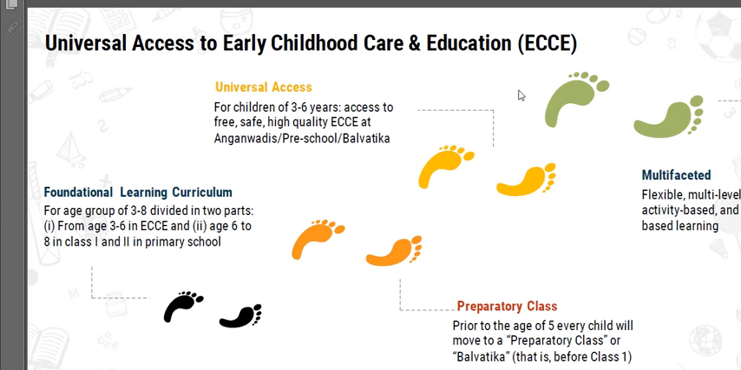Okay. The next point tells about universal access to early childhood care and education. Universal access: for children of 3 to 6 years, access to free, safe, high quality ECCE at Anganwadis, preschool, Balvatika. Foundational learning curriculum for age groups of 3 to 8 divided into two parts. Part 1 from age 3 to 6 in ECCE and age 6 to 8 in class 1 and 2 in primary school. Multifaceted, flexible, multi-level, play-based, activity-based and inquiry-based learning. Preparatory class: prior to the age of 5, every child will move to a preparatory class or Balvatika, that is before class 1.